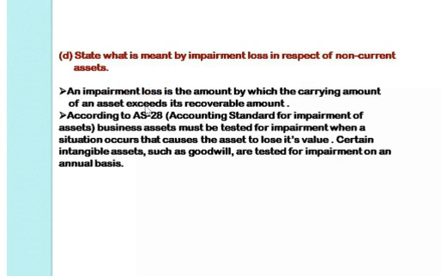And all this is stated in Accounting Standard 28, which states that business assets must be tested for impairment when a situation occurs that causes the asset to lose its value. And furthermore, certain intangible assets such as goodwill are tested for impairment on an annual basis. This is the last bit of our question, and with this we end our question.